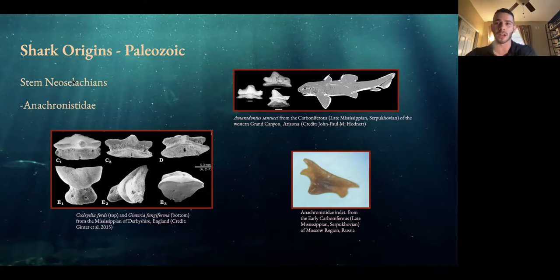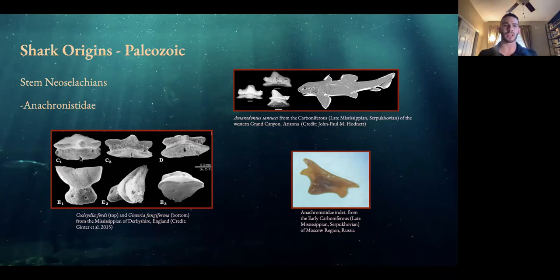Neoselachians we don't find till much later in the Paleozoic, in the Carboniferous, specifically the Mississippian, so the early Carboniferous. And the first group that we find within the Neoselachians are Cooleyella fordi and their kin, which are in the group Anachronistidae. These are described as sharks, mainly due to their crown and root morphology, specifically the vascularization, or these pores, if you can see on the picture.